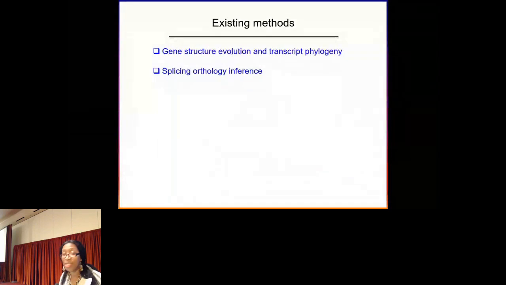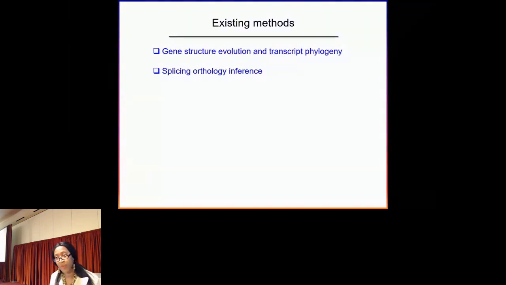So at this point, I hope I have convinced you of the importance of studying gene evolution at transcript level, and also about the challenges that are behind this topic. And now I will talk about existing methods. I will start with existing methods that were developed by others. We are not the only ones, in my team, that are interested in those problems. Other groups have also made interesting contributions. So I will present that in the context, of course, of what we have done in my team.